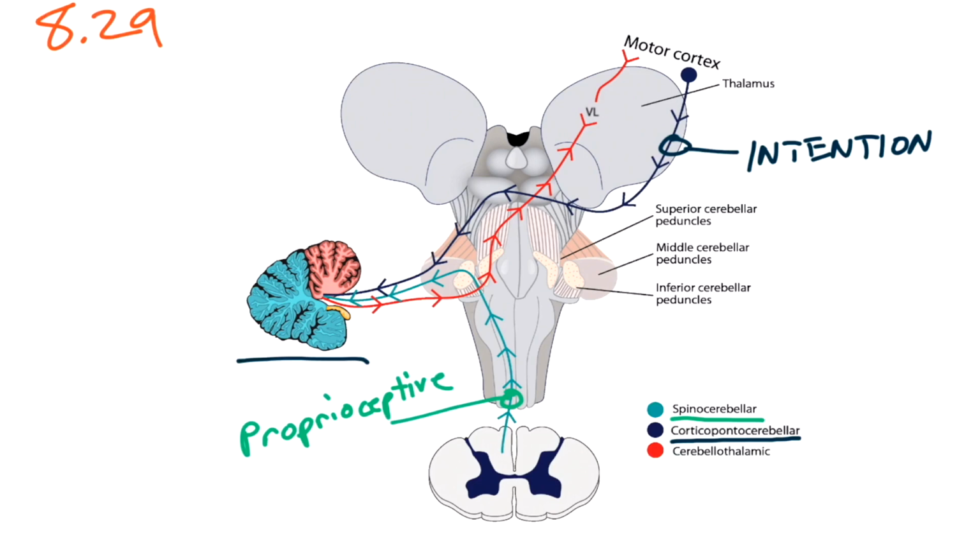So the dorsal column carries the spinocerebellar tract. Now this information will tell the cerebellum where the body is and how the movement is going. You may recall from section 2, where we discussed the dorsal column medial lemniscus pathway, that the proprioceptive information will decussate at the medulla. So as the proprioceptive information is carried up through the dorsal column, it will decussate at the medulla, and it will cross the midline.